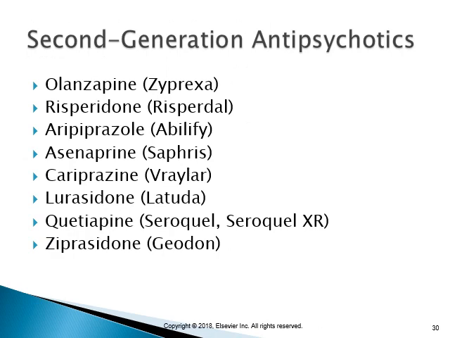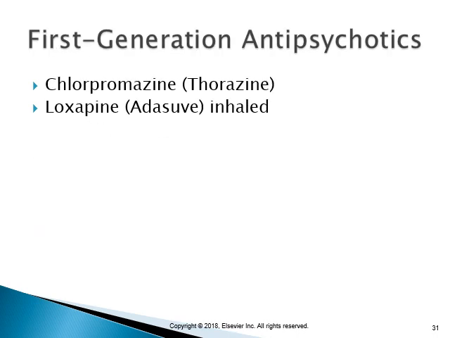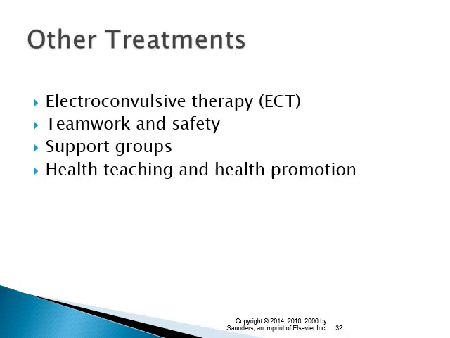These are some other second-generation antipsychotics that can be pulled and used. First generations we do see used from time to time are Thorazine and inhaled loxapine. Other treatments, like I had spoken about earlier, include ECT. We use a lot of teamwork and safety. Support groups are essential for this patient. This will also help with family and health teaching and health promotion.